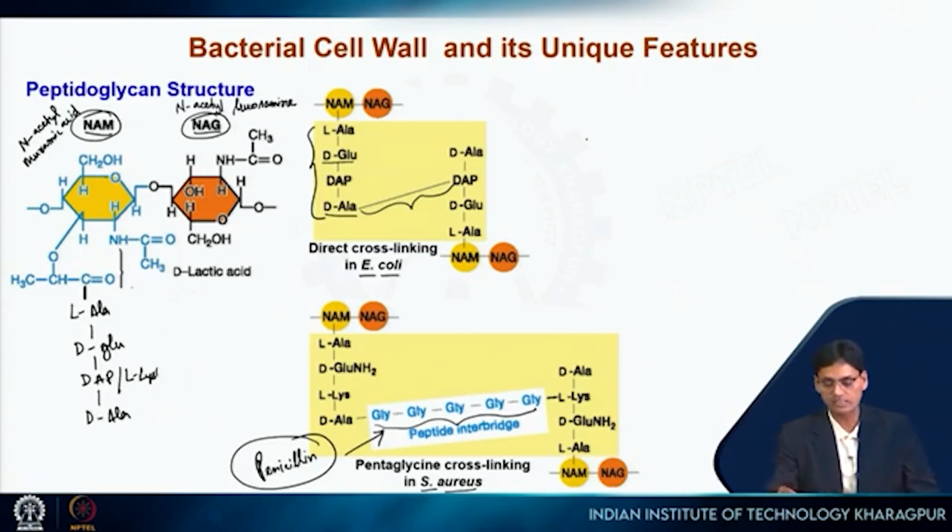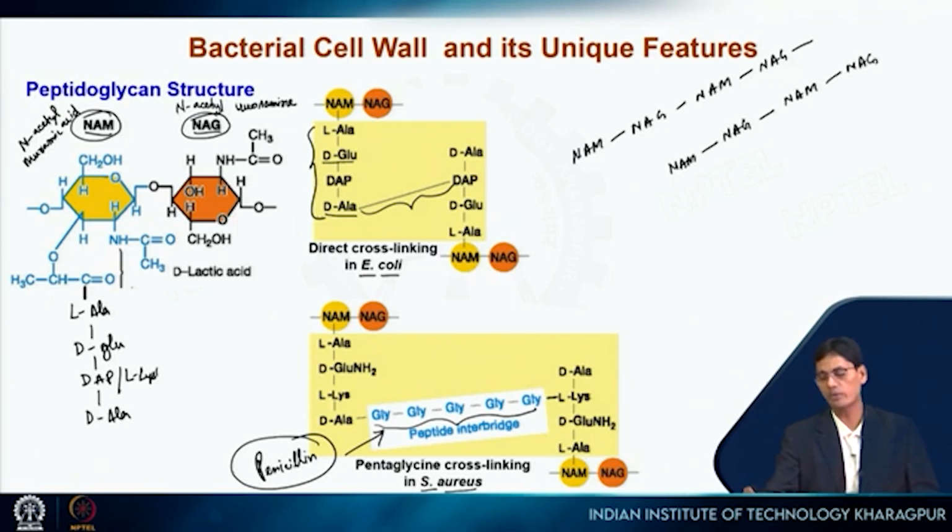Whatever I discussed about this peptidoglycan structure, you will get a more three-dimensional understanding if I draw it this way. So I would say NAM, NAG, NAM, going like this. Similarly, NAM, NAG. So this way, these are the sugar polymer.